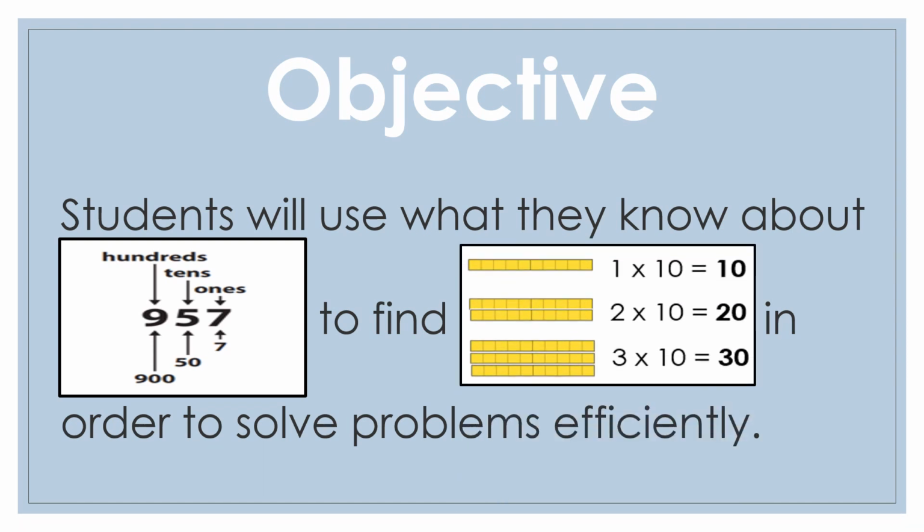A multiple is a number that is the product of a given whole number and any other whole number. So let's talk about multiples of 10, for example. Here we're seeing equal groups of 10. One group of 10 or 1 times 10 gives us a product of 10. Two groups of 10 or 2 times 10 equals a product of 20. Three groups of 10 or 3 times 10 equals a product of 30. 10, 20, and 30 are all multiples of 10. This is going to help us solve problems efficiently using mental math.